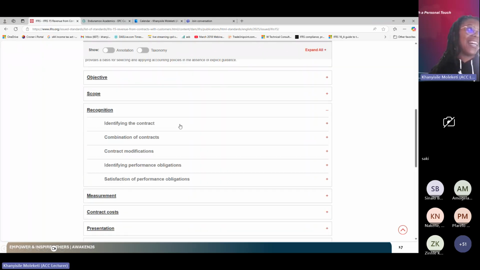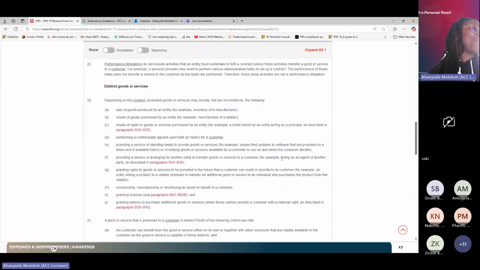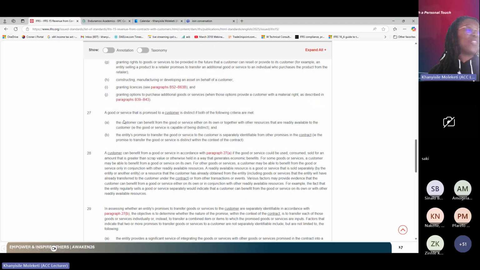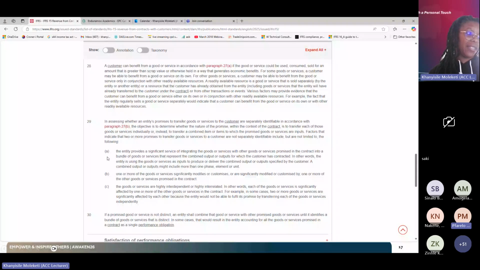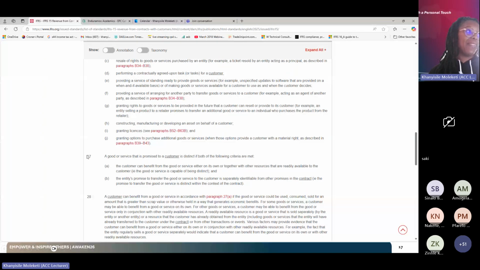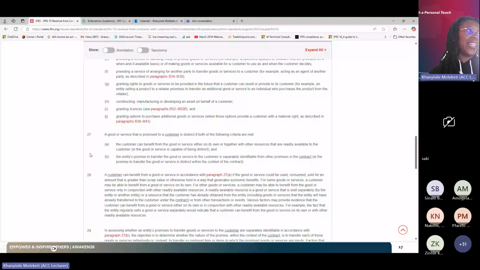You know, guys, I don't know these paragraphs off by heart. So let me go back. 27. So you said capable of being distinct is paragraph 27, on a customer's perspective. And from the entity perspective, it's 29, A, B, and C. Okay. So 27, actually, A is customer perspective, capable of being distinct, and B is entity perspective, distinct in the context of the contract. So 27A is the customer perspective.